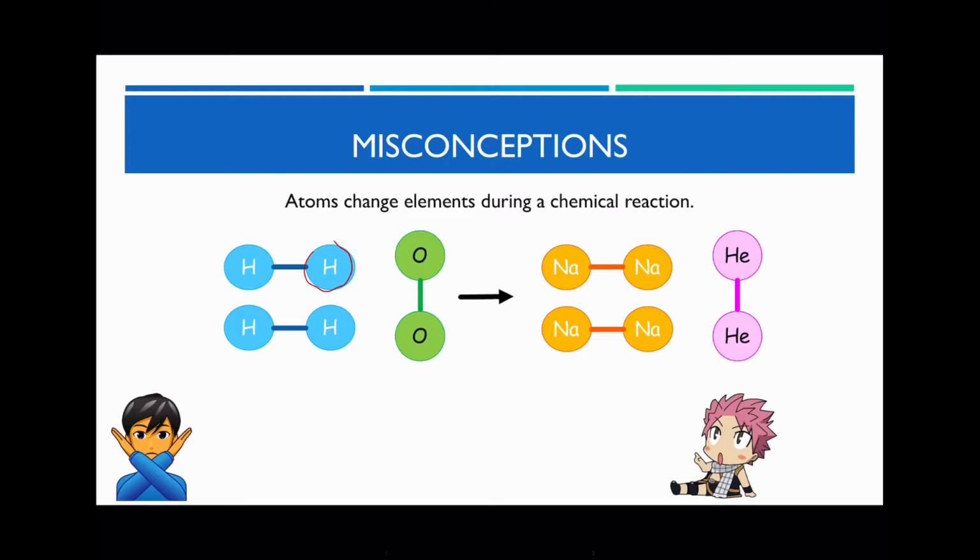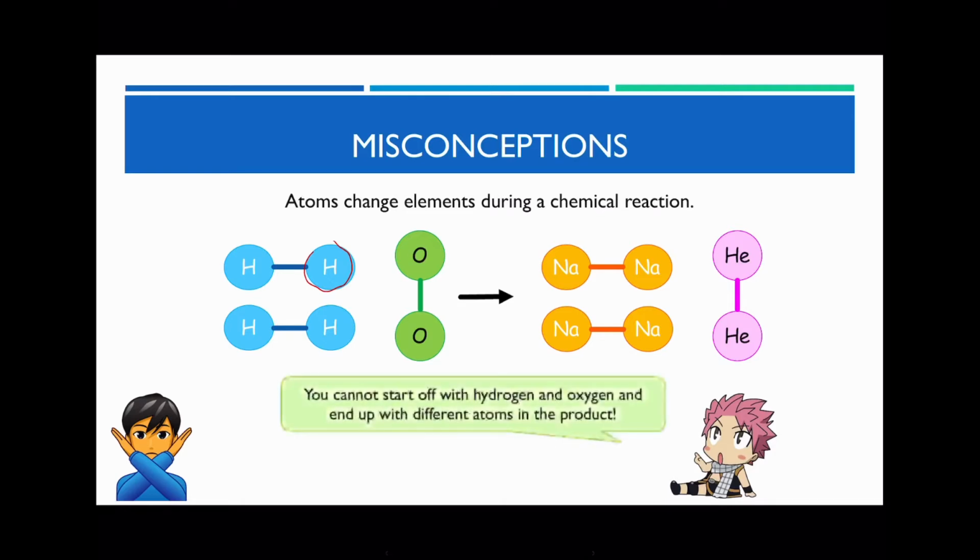This cannot be true at all, because if you've got a hydrogen atom at the beginning, you cannot miraculously come up with another type of atom, because different elements have different numbers of protons, electrons, and neutrons. They can't just somehow gain these protons to form new elements. So don't make this mistake. You cannot start off with hydrogen and oxygen and end up with different atoms in the product.